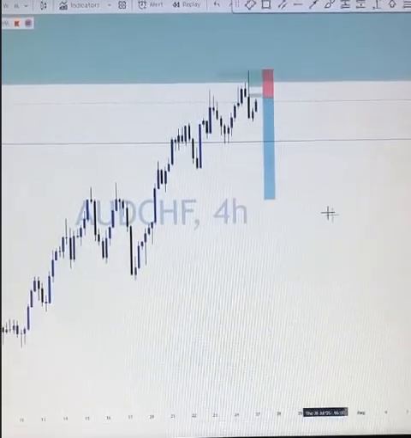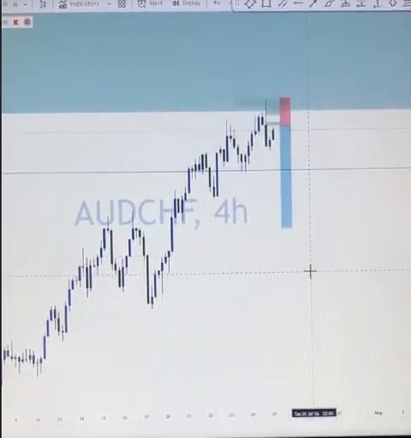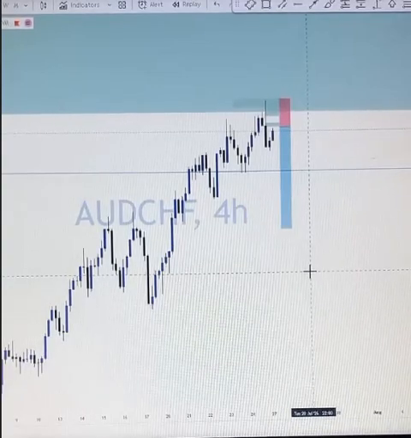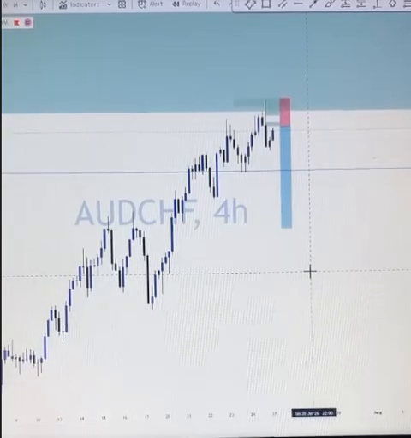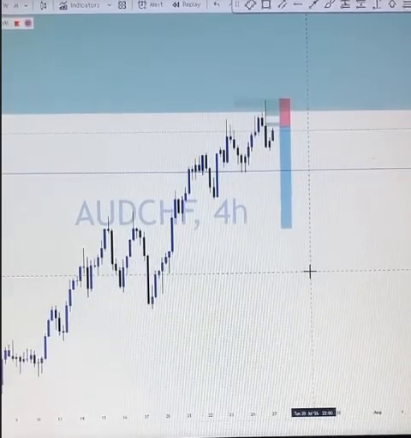Okay, Euro CHF and AUD CHF. These two pairs, wash out for them. Now, let's do the analysis so that I can show what I'm saying on them.